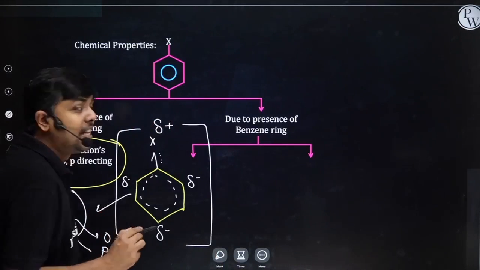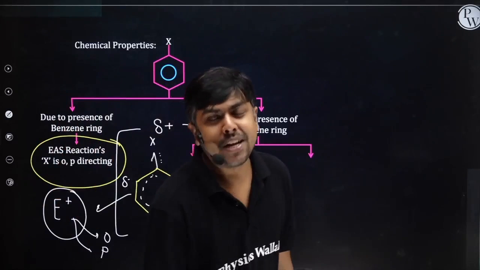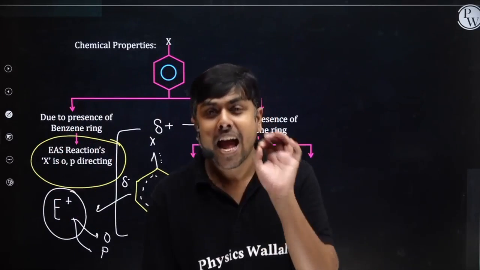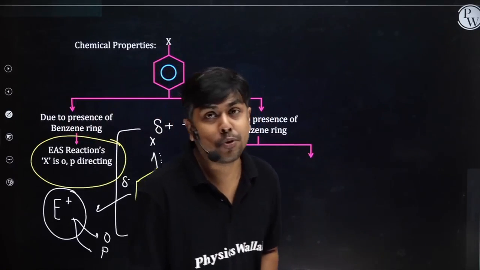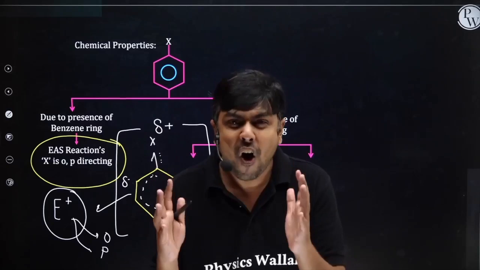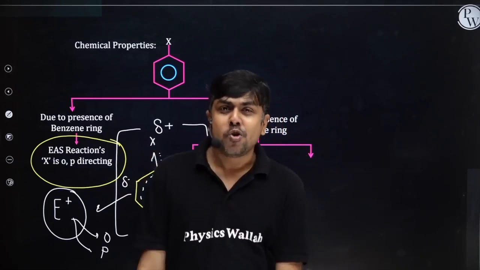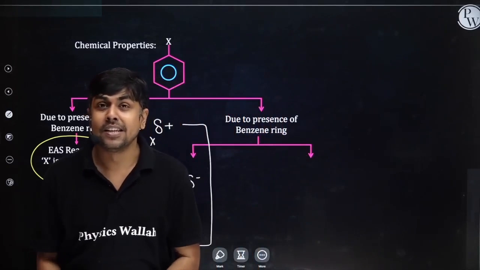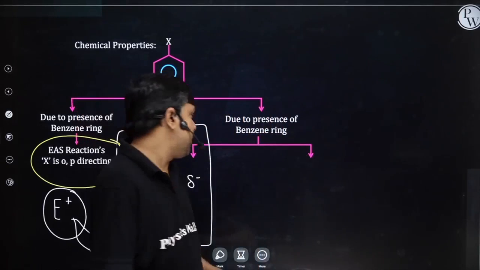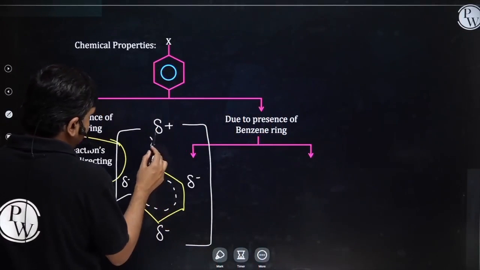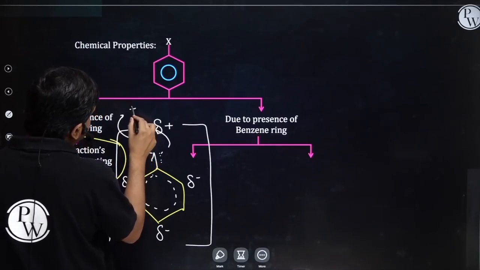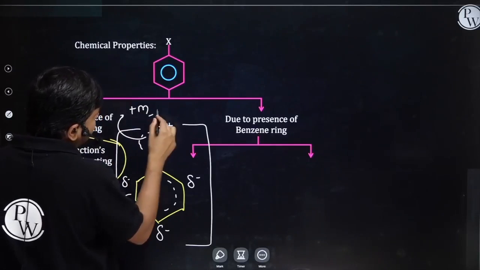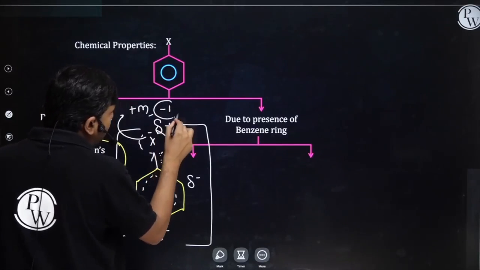Am I clear? Student, if halobenzene is treated with any electrophile, this electrophile will get substituted either at the ortho position or at the para position. Now you may ask, sir, which one is major? If I talk about this halobenzene, here I'm having a halogen, and can I say this halogen, no doubt, is a plus M group. At the same time, it's a minus I group also.